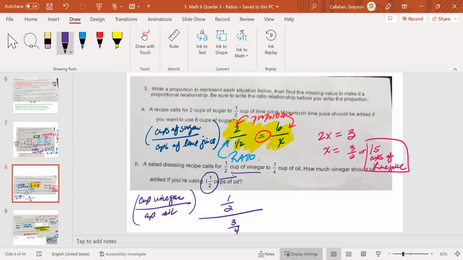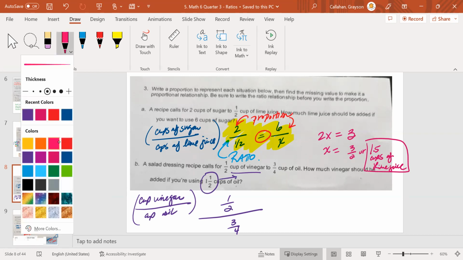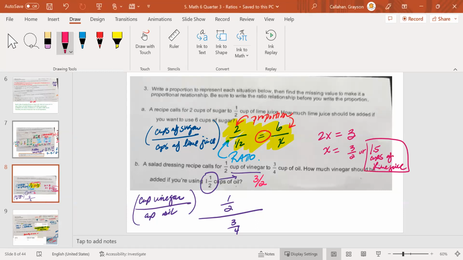1 and 1/2 is a mixed number, so you have to change it to an improper fraction. 1 times 2 plus 1 is 3 over 2. So equals, this is oil. Oil's on the bottom, so 3 over 2. X goes on top. You see that? Now we're going to cross multiply.